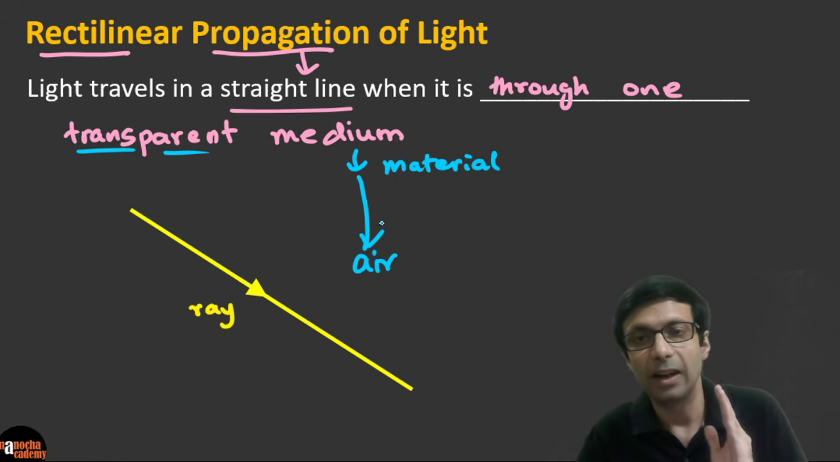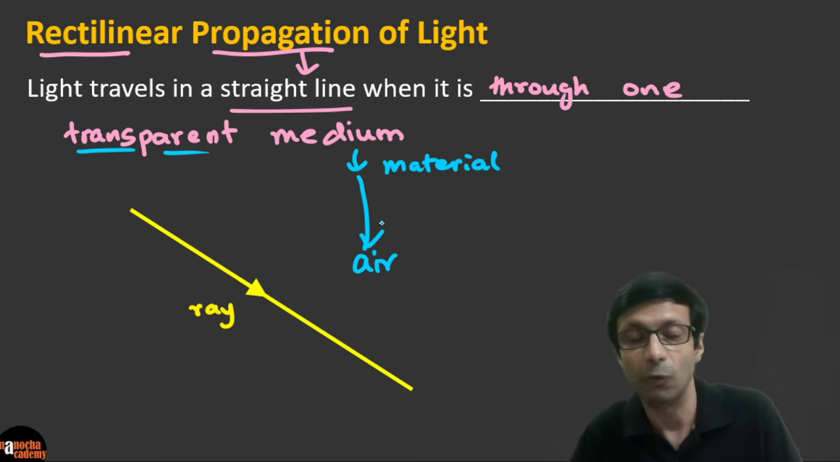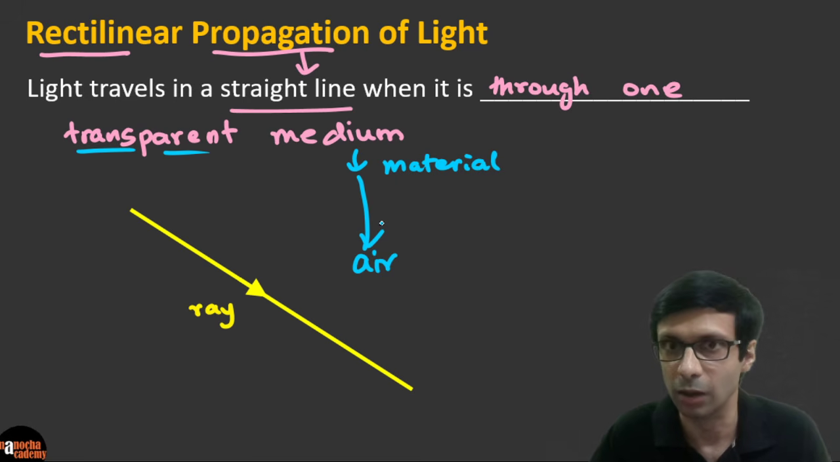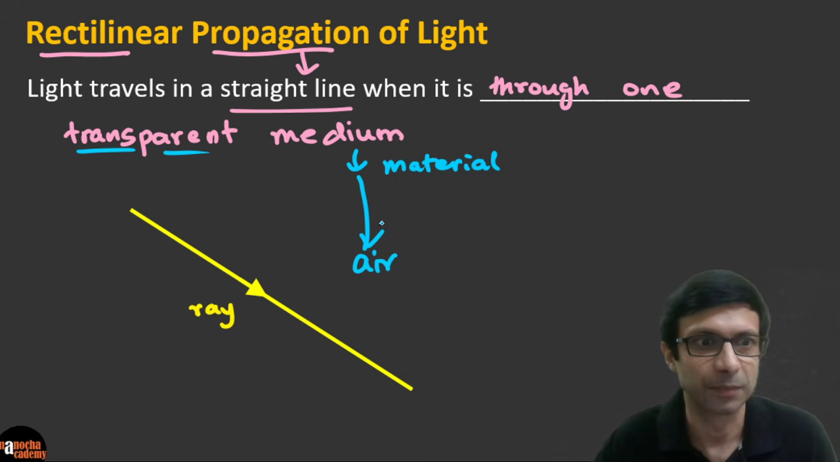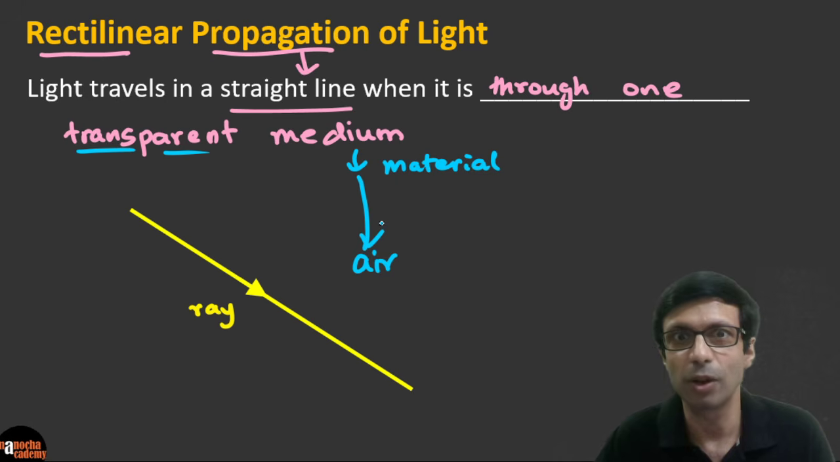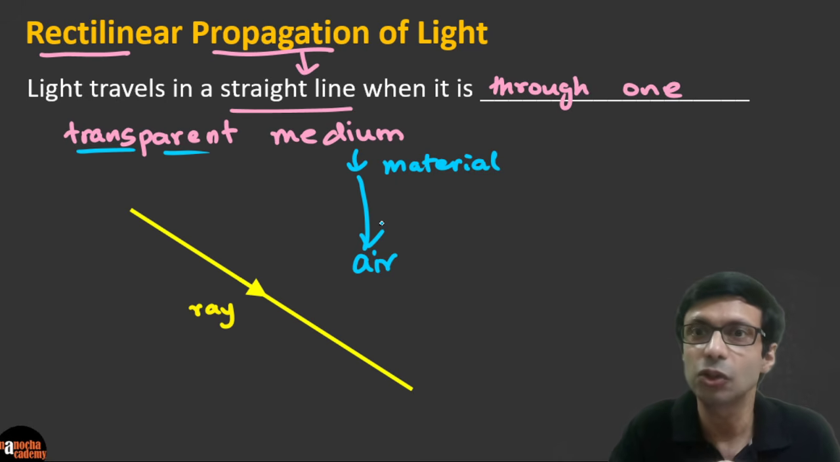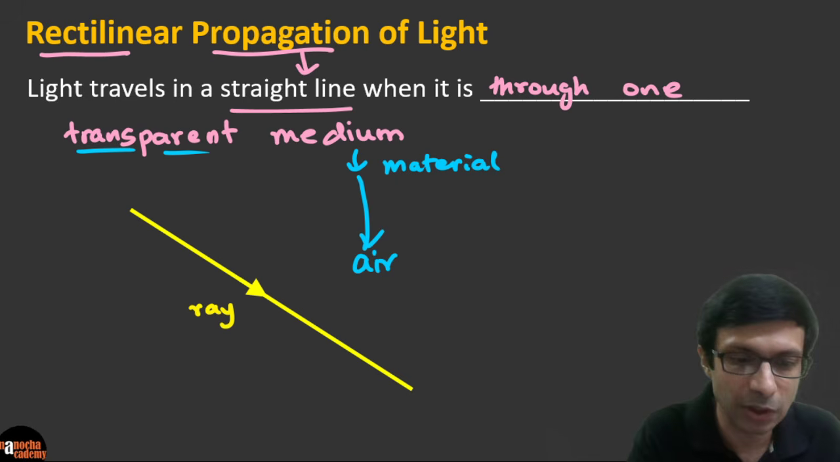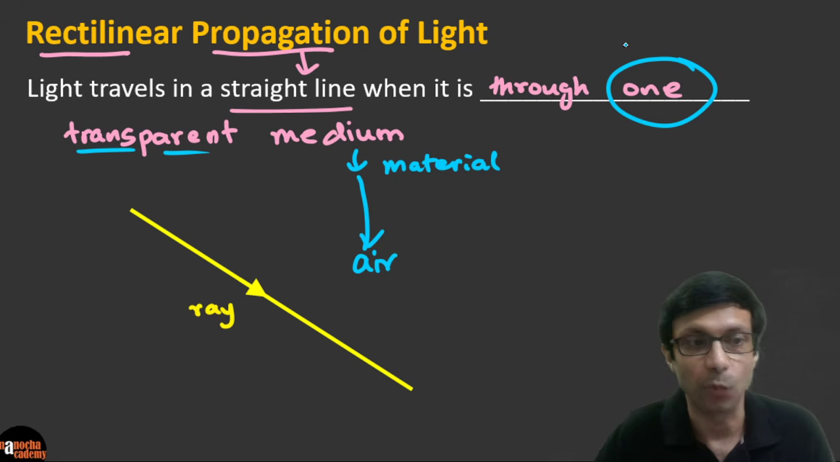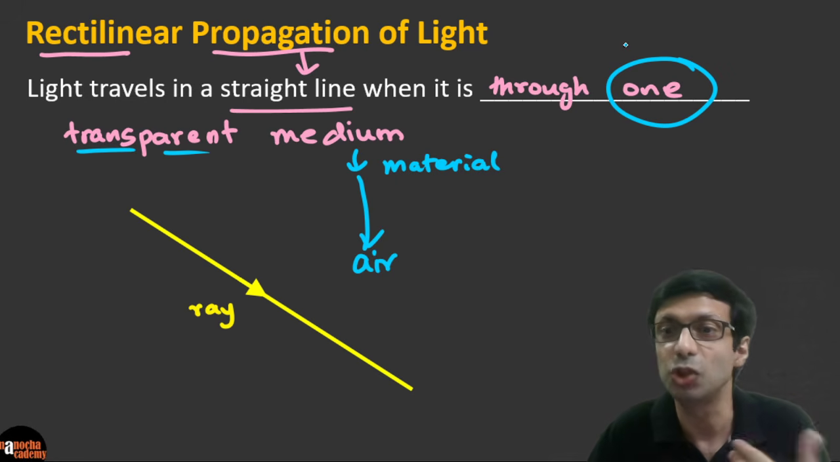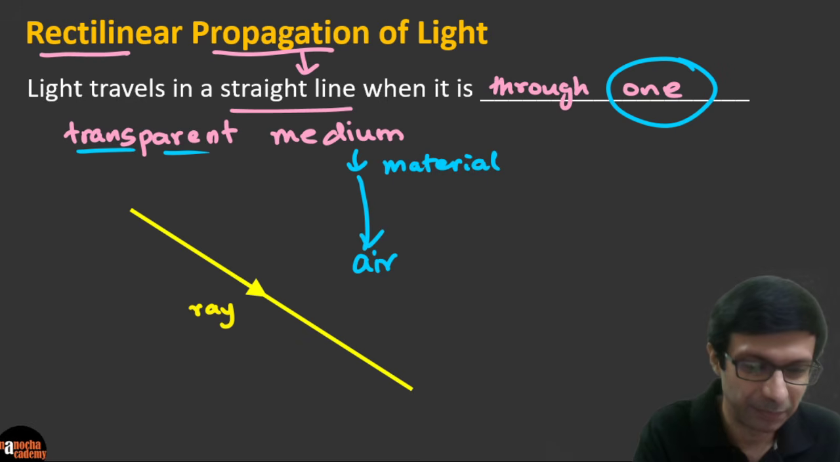So as long as light is traveling in one material, for example air, or water, or just through glass, it's traveling in a straight line. So this is the important thing: rectilinear propagation of light means light travels in a straight line as long as it travels only through one transparent medium. And we'll see what will happen when the medium changes. So that's coming up.